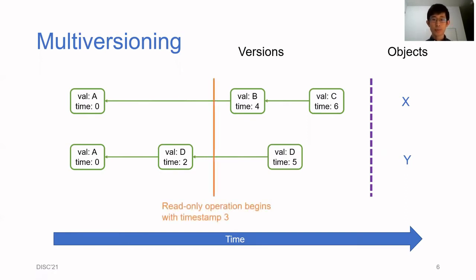To see an example, suppose a read-only operation starts and is assigned a timestamp 3. It can see a consistent view of the two objects by reading the versions highlighted in orange. While it performs these reads, the objects X and Y can be concurrently updated by other processes, and these updates do not have to wait for the read to complete. So multiversioning essentially provides an efficient way of taking snapshots across multiple objects.